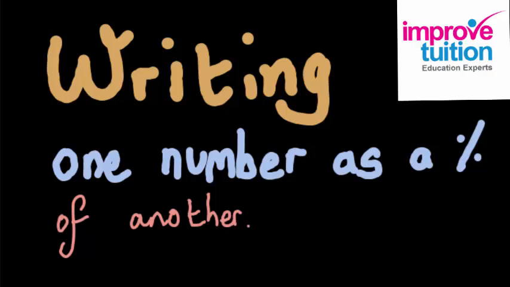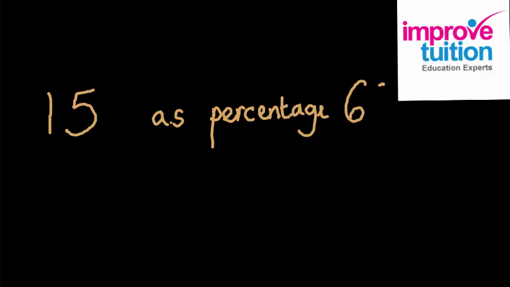Okay, we're writing one number as a percentage of another. If we've got 15 and we want to write it as a percentage of 60, how can we do this? How can we work this out? Well, if we've got 15 over 60, then what we do is we work out what goes into both numbers.